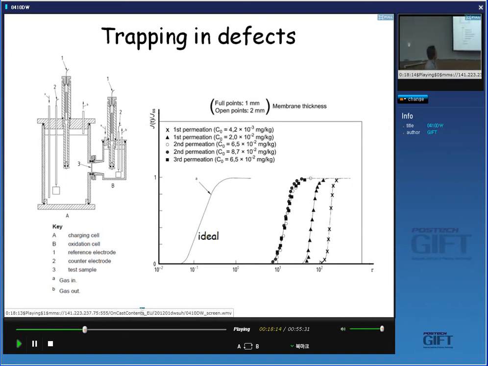So this is some experimental result. If there is no defect inside of the material, this will be the expected permeation curve. The shorter time for permeation means fast diffusion, right? So if there are no defect structures, the permeation is quite fast. But the actual permeation time is quite slow. It means that the defect structure inside the material definitely decelerates the diffusion of hydrogen. And we repeat the permeation test, then the permeation time gradually decreases, but saturates at a certain time. Why does it saturate?